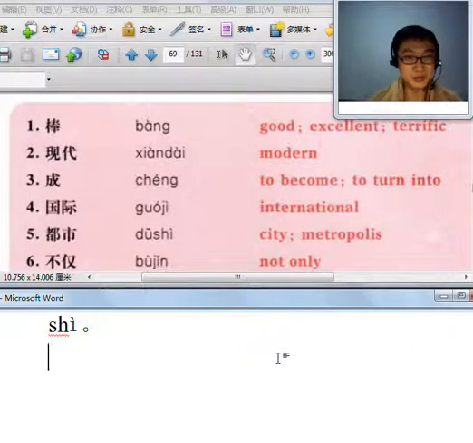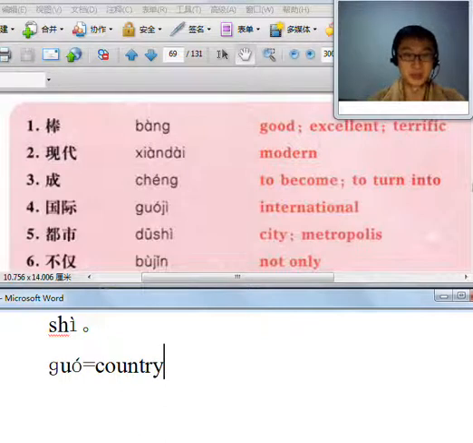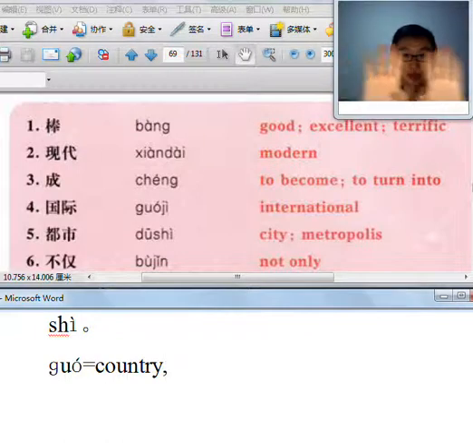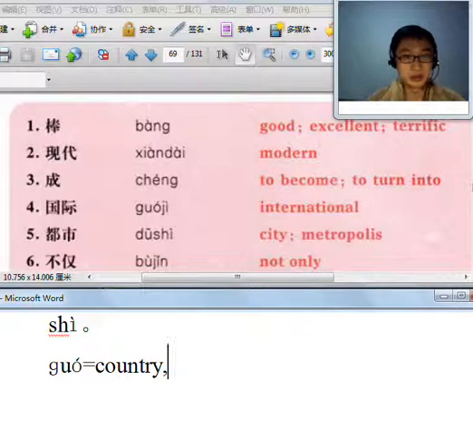Let's look at the number four again. 国际 You know the character 国 it means country, right? 国 means country. And 际 means enter, means between something. These two things between. That's 际 国际 means inter countries, like inter, so that means exactly international.